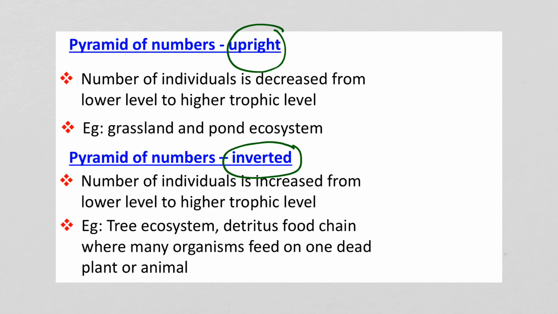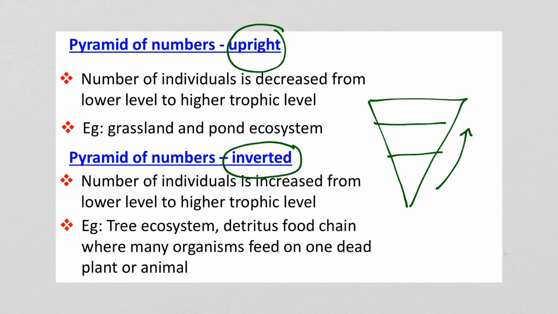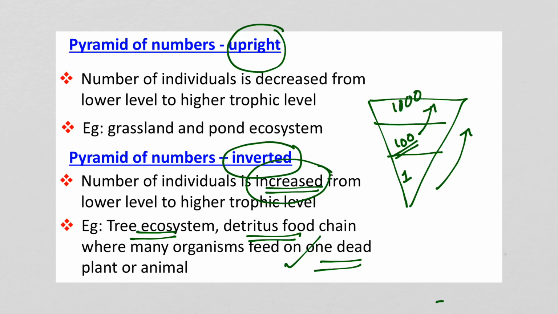Now the inverted pyramid of numbers looks like this. From the lower level to the upper level, the number of individuals or species increases. For example, in a detritus food chain, many organisms feed on one dead plant or animal. Suppose there is one dead plant. Maybe 100 fungi or bacteria will feed upon it, and this may be taken up by another 1000 microorganisms. So this is how an inverted pyramid of numbers looks.